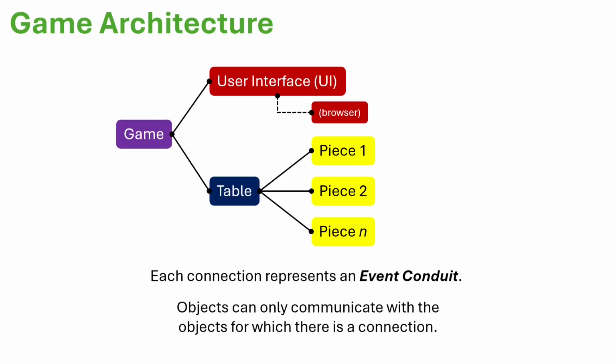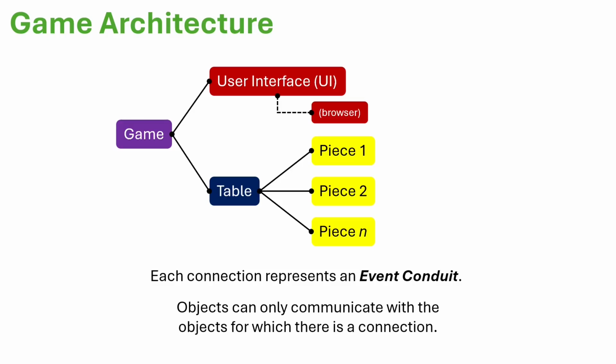Then there is the table. The table will hold the actual jigsaw itself, which means that it will generate and work with all the different pieces. That's part number 3. And of course, the piece is the actual physical jigsaw piece. Finally, the game will also communicate with the user interface, and this is the browser.